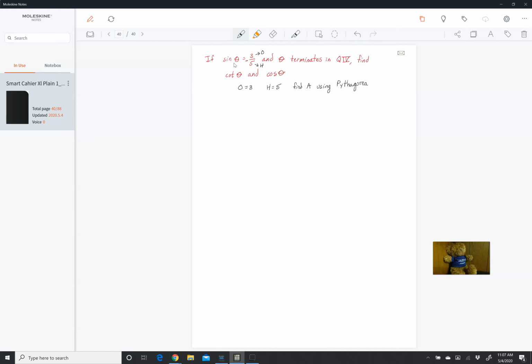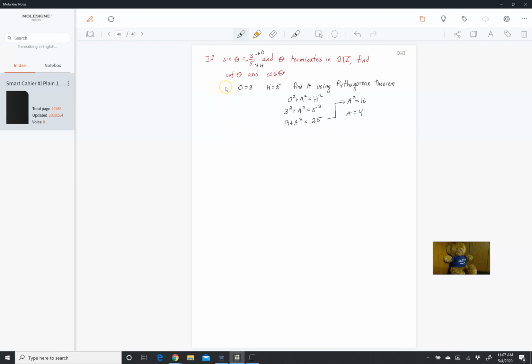This should look very familiar to you because we've done it before. This came from the end of the first lecture. So O squared plus A squared is equal to H squared. This is the Pythagorean theorem. And we're just plugging in 3 squared plus A squared is equal to 5 squared. 9 plus A squared is equal to 25. And then A squared is equal to 16. So A is equal to 4 if we take the square root of both sides. Okay, so now we have all 3.